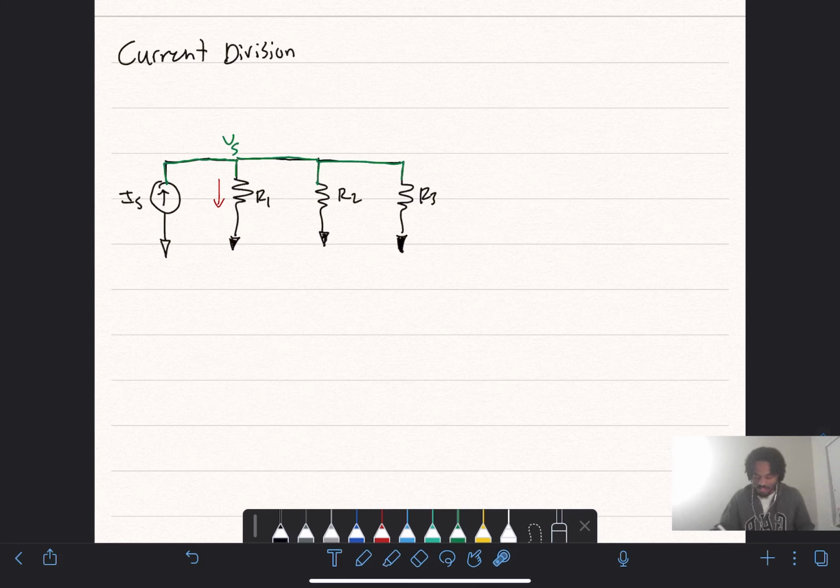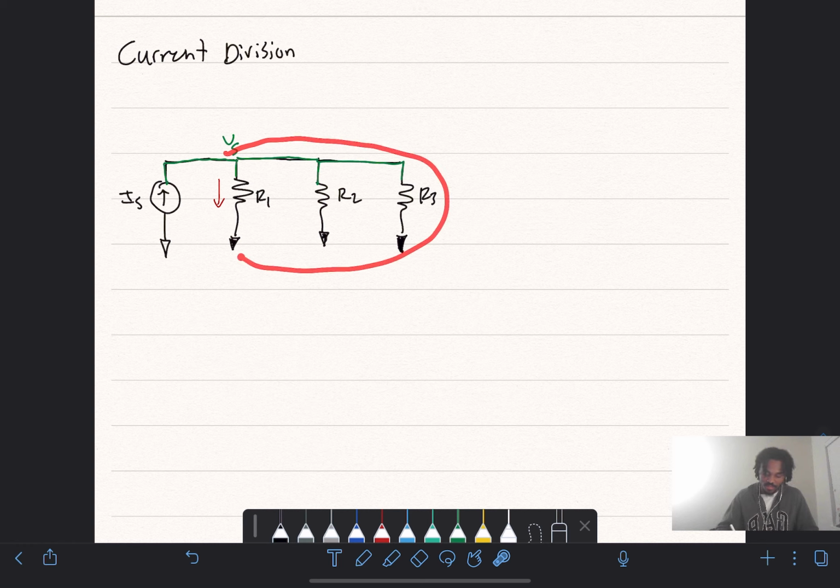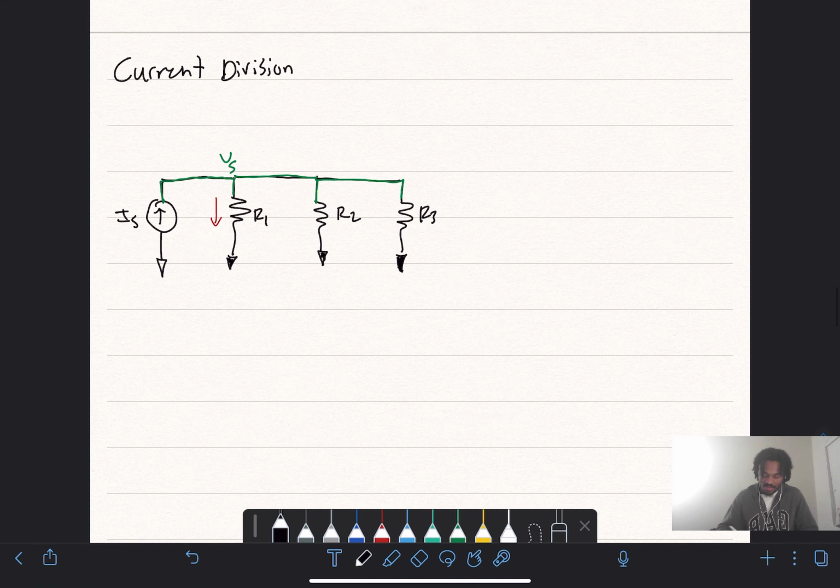So we can use current division for these types of problems, where we're given a source current and a set of parallel resistances or impedances connected to our source, and the current is divided up amongst them depending on the resistances. So in this first example, we're going to derive the current division rule.